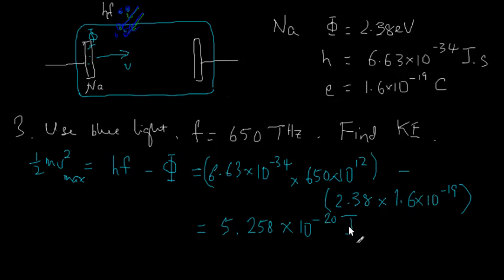That's an extremely small number, and things tend to get a bit abstract when we look at numbers that are either too small or too big, very far from what we are used to every day. So let me add one more item to this question. Find the KE and find the velocity. To find the velocity, I would need the mass of the electron. That would be 9.1 times 10 to the power of minus 31 kilograms.